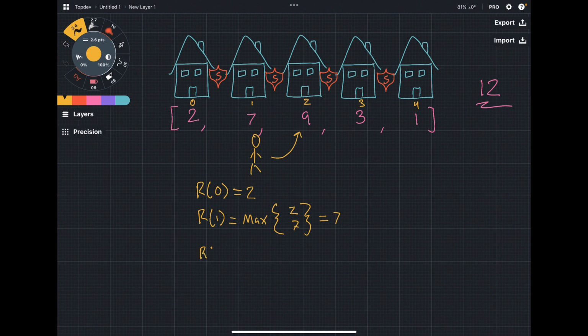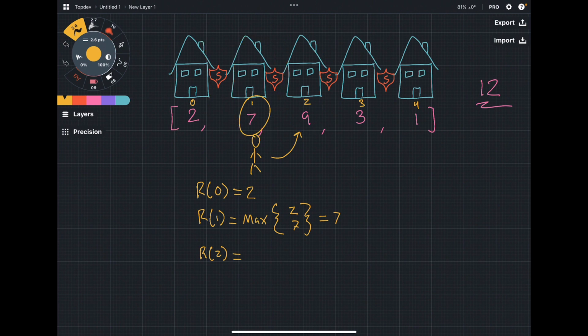I want to rob house number 2, and now I have a few options here. I've only seen 3 houses in the street so far. I could rob house number 1 because it is the middle of the 3 houses, and I can't rob houses that are next to each other. I can't rob house 0 and house 1. I have to rob either house 0 and 2, or house number 1.